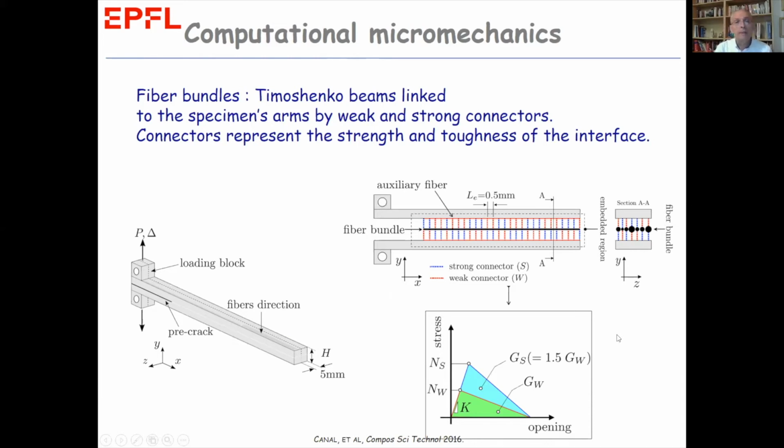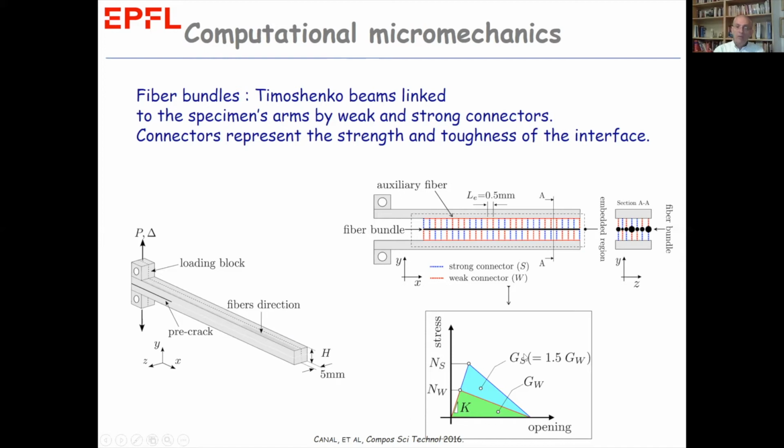It is linked to the specimen arms by weak and strong connectors in an embedded cell format. The connectors represent the strength and toughness of the interface. The behavior of the weak connector shown here is approximated by a bilinear force-opening relationship. The force here, N_W, is taken equal to the strength of this composite in the transverse direction, and the green area, which is energy, is taken equal to the energy release rate at initiation of the same material.